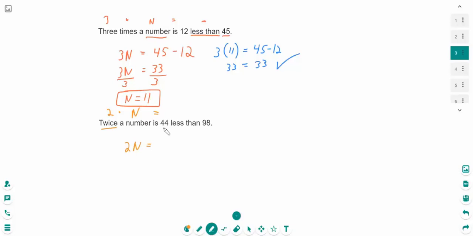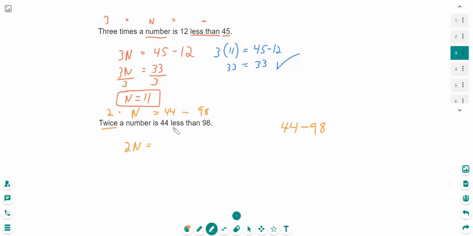Now here again, we have 44 less than 98. And just make sure that you have this clear in your head. Make sure you're understanding what this means. 44 less than. I'm not taking 44 minus 98. That's a common mistake that a lot of students make. This is not saying 44 less than minus 98. No, it's 44 less than 98.